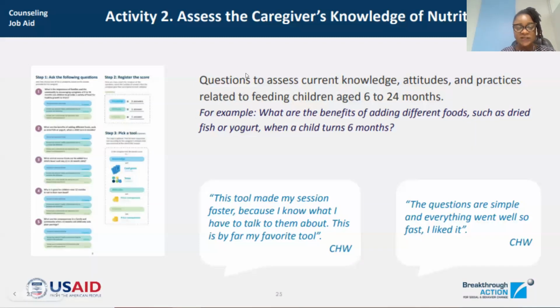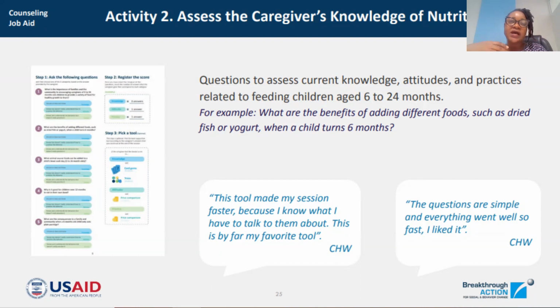Next. Okay, assessing the caregiver's knowledge is the next step after Empathways. So this assessing the caregiver's knowledge also has steps. It provides an opportunity for the community health worker to assess the caregiver's needs. And then we have them in 3 buckets.